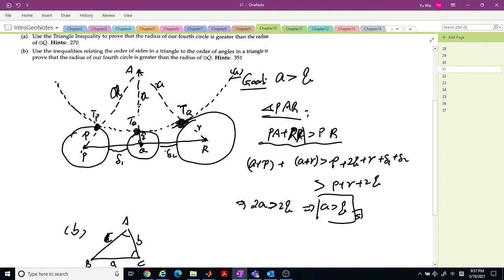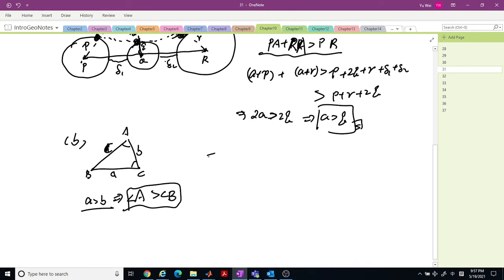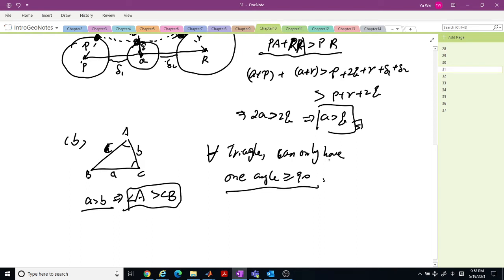So the key here is, you can see, for any triangle, we can have only one angle greater or equal than 90 degrees. Okay, if we have two, then the two angles together are already greater than 180. So that's why. So how do we use this?